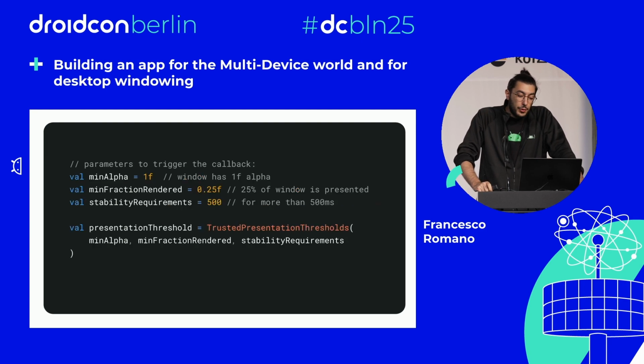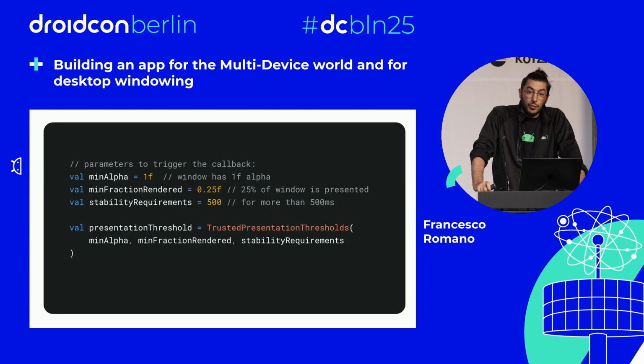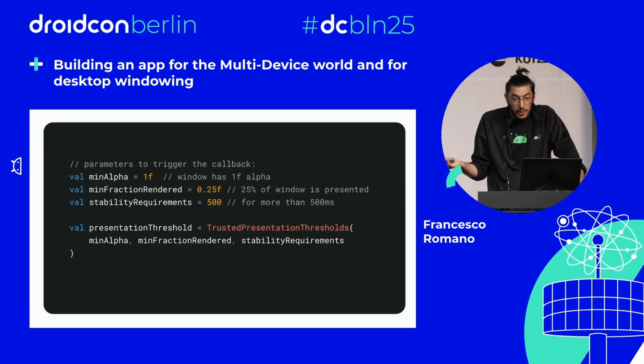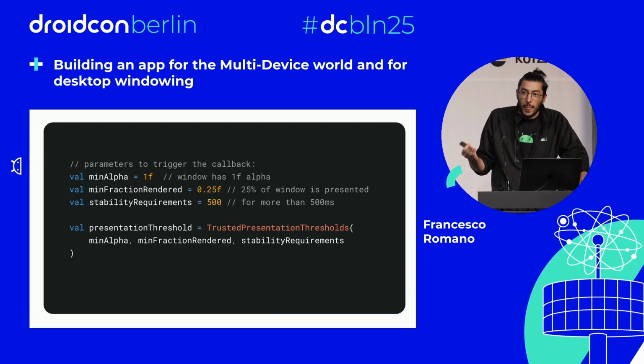And then you need to use this TrustedPresentationThreshold object to define the conditions to trigger the callback. In this case, the threshold is to have 25% of the window rendered, or you can say more than 75% of the window occluded, for more than 500 milliseconds. Again, time buffer to avoid triggering the callback if another window is just quickly being moved over the video player.